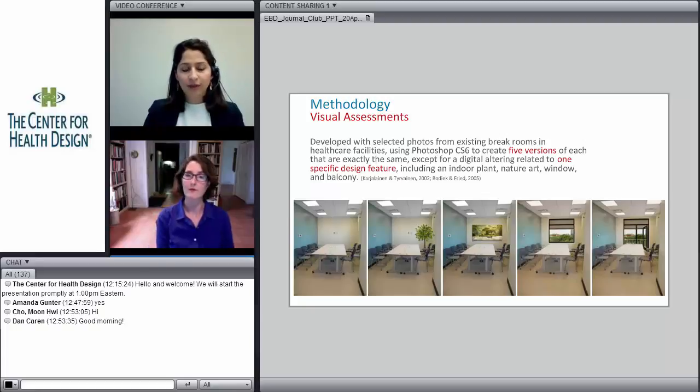And then the order of the photos changed randomly for different participants, so they didn't see the photos in this order. One more question about this.